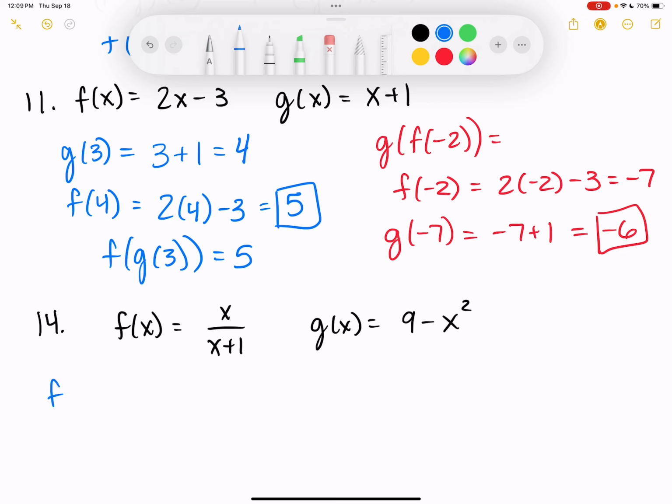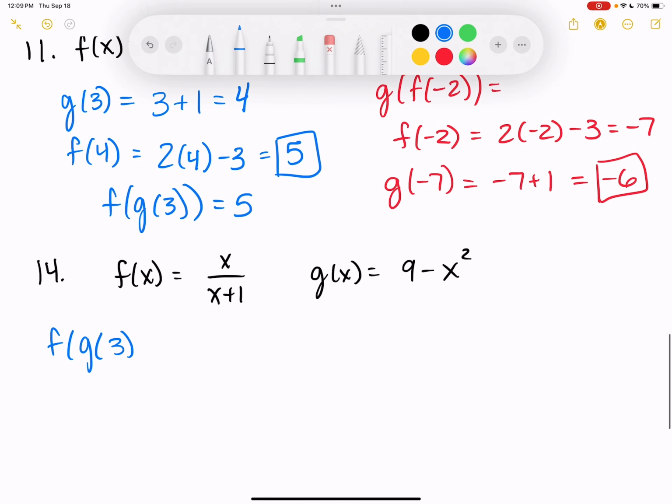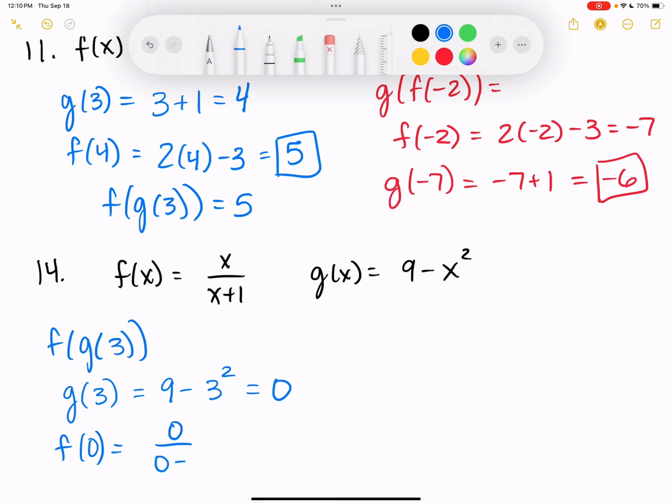So, f of g of 3 is going to be g of 3 first. So, I'm going to plug that in, and I've got 9 minus 3 squared, which is 0. f of 0 is equal to 0 over 0 plus 1, which is 0. So that's the answer to that one.